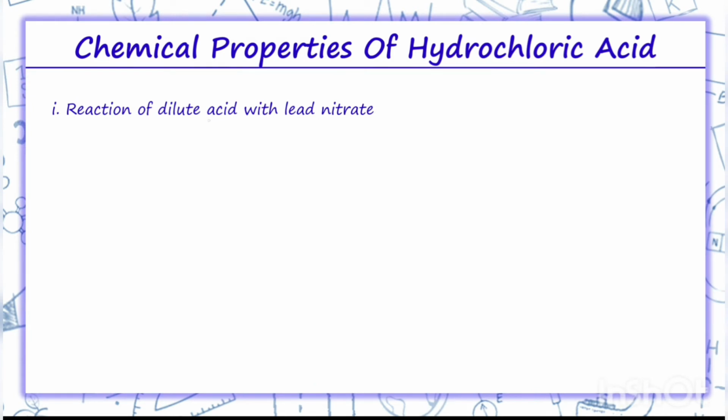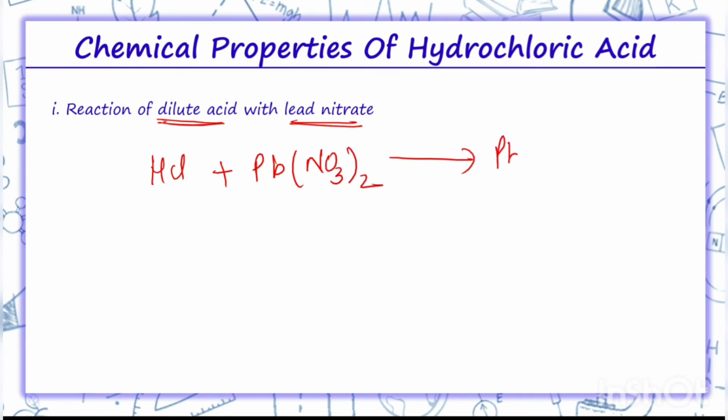Coming on to the next reaction, the reaction of dilute acid with lead nitrate. When HCl reacts with lead nitrate, Pb(NO3)2, it forms PbCl2, which precipitates out as a white PPT, plus again HNO3 is formed.